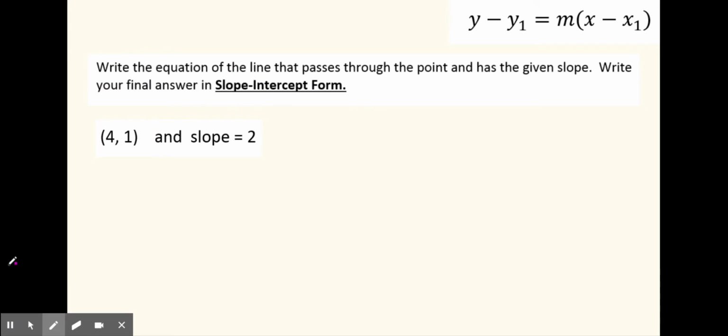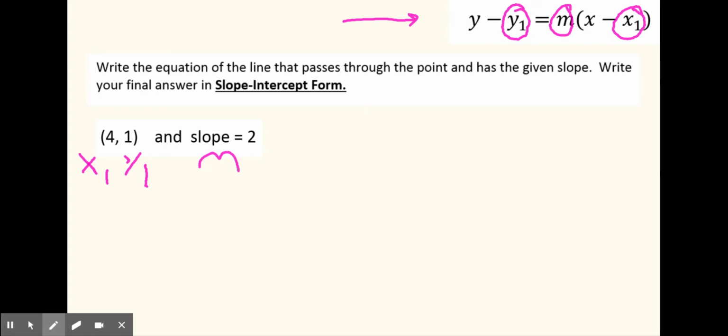All right, so what these problems are going to look like, it's going to state, write the equation of the line that passes through the point and has the given slope. Write your final answer in slope-intercept form. So these problems are going to give you the point and a slope. And what I did over here is I put this point-slope form up in the top. Again, I'm going to circle y1, m, and x1. Your point is going to be the first thing we see right here. I'm going to label that as x1 and y1. And then the slope always represents m.